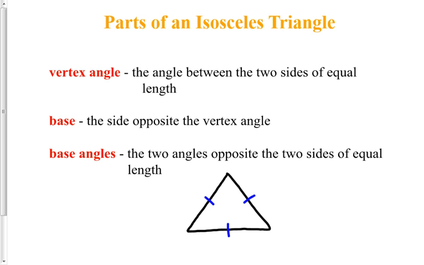So for example, if I chose to call this the vertex angle, then this would be the base, and these would be the base angles. Of course, I could switch that around. I might choose this to be the vertex angle, in which case this would be the base, and these would be the base angles.